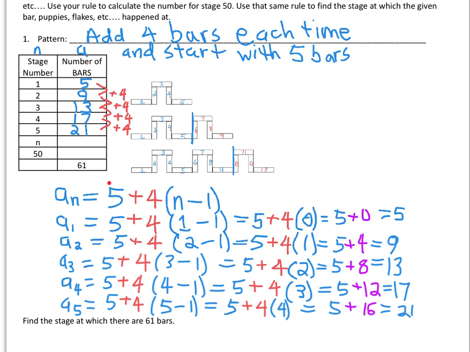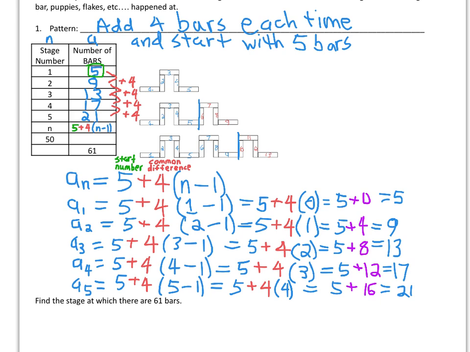So in general, it's your starting number and then your common difference, and then always n minus 1 when the first stage is starting at 1. And that's what we're going to write on this line with the stage n. And that gives us 5 plus 4 times the quantity of n minus 1. Quantity means parentheses around the n minus 1.